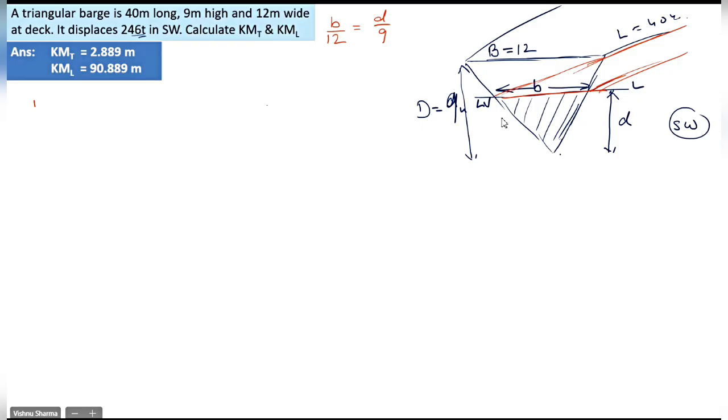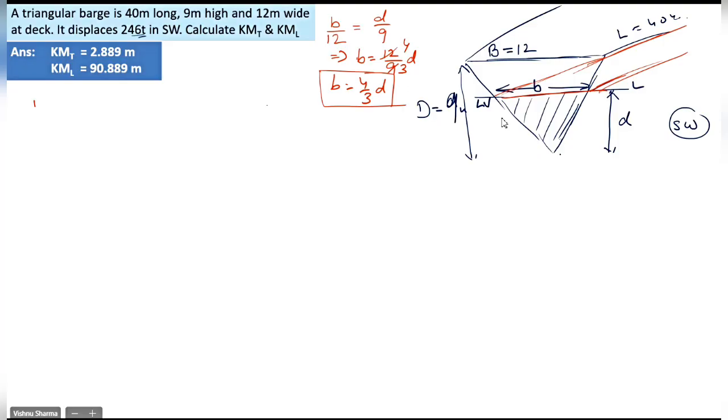And here we can have any one of them known first. No issues. This implies b will be equal to 12 by 9 D. That means 4 by 3 D. Am I right, guys? b is equal to 4 by 3 D. Correct? Yes, sir.